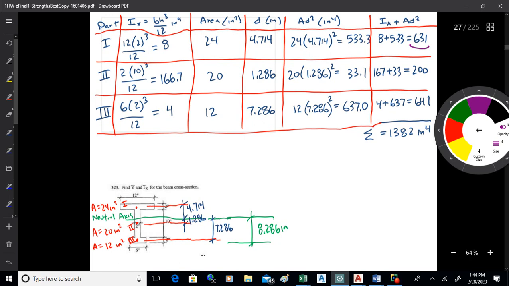The second one has a base of 2. The base is parallel to the axis, so that would be 2 across, parallel to the neutral axis. The height is 10. So I'm looking at the web. So 2 times 10 cubed over 12 is 166.7. Got the area times the offset distance squared is 33.1. Add them up, and I get 200, pretty close.